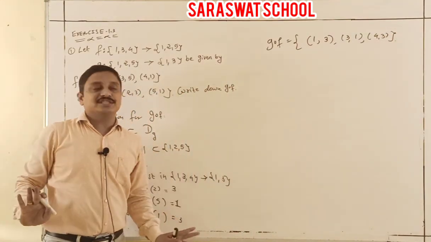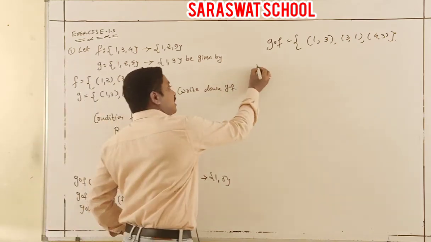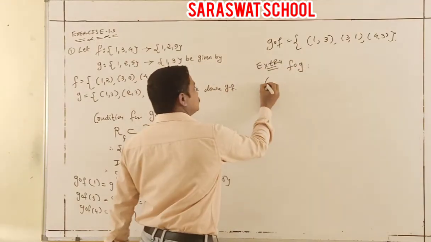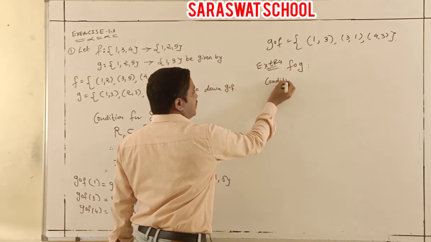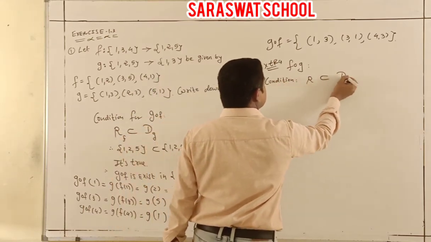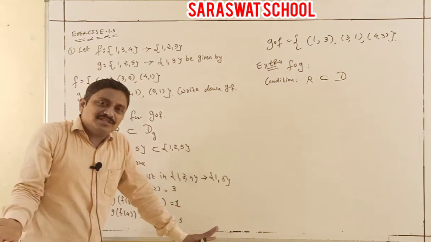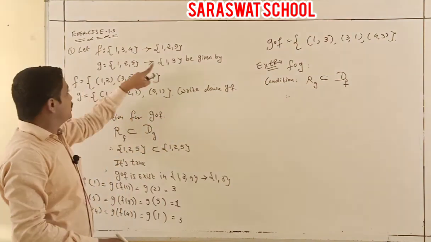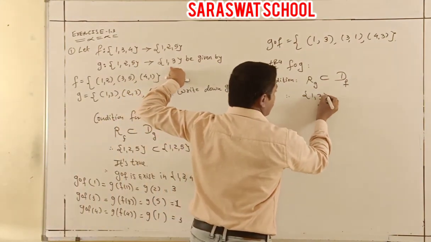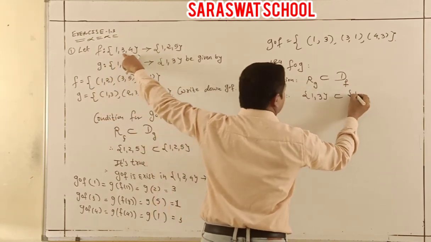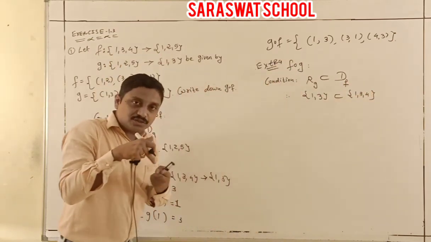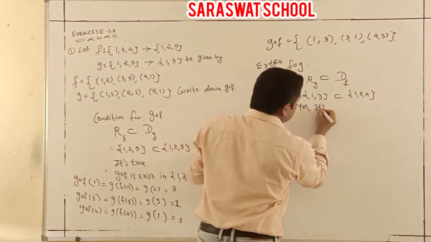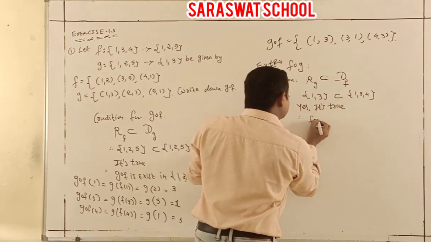Students, here the textbook question is finished. But I show extra for your knowledge: f of g. What is the condition? Yes, the condition is range is a subset of domain. Same here, g first, then f. What is the range of g? The range of g is 1, 3. Subset of the domain of f, 1, 3, 4. Check. It is true. Therefore, f of g exists.